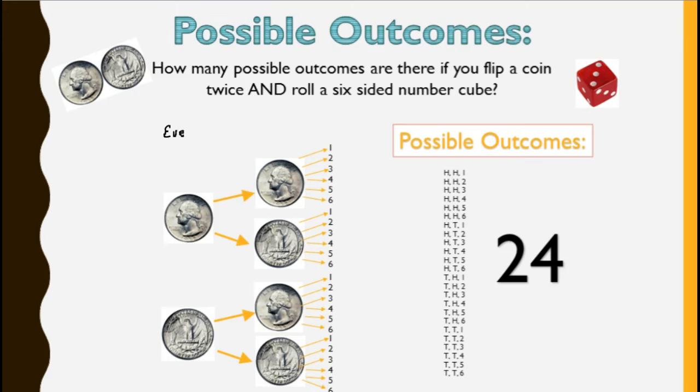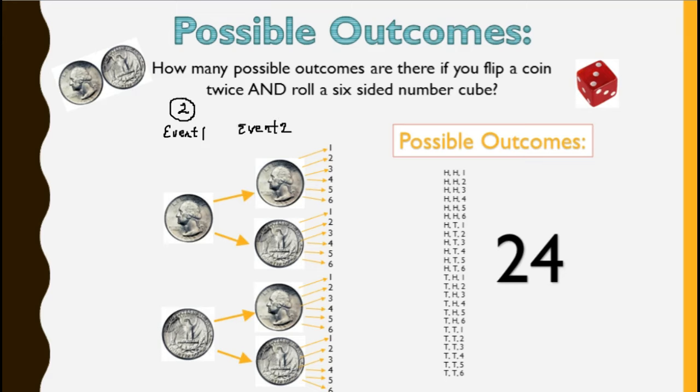Okay, so this is event number 1. I am flipping a coin. There's 2 possible outcomes, right? It's either going to be a head or a tail. Here is my second event, is flipping a coin.